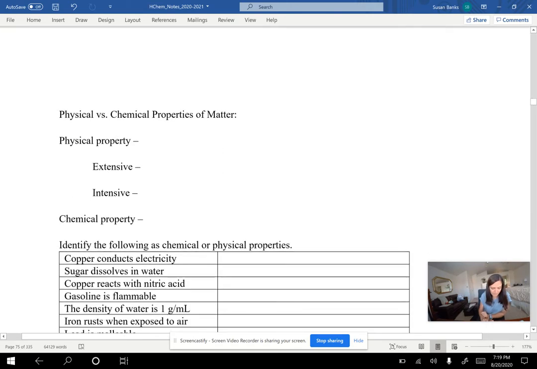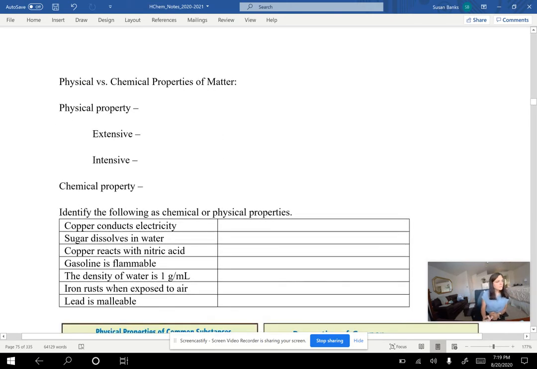Okay? Physical versus chemical properties. Okay? A physical property is a characteristic that can be observed without changing the material.